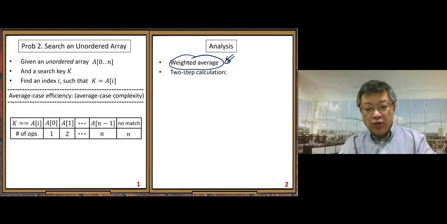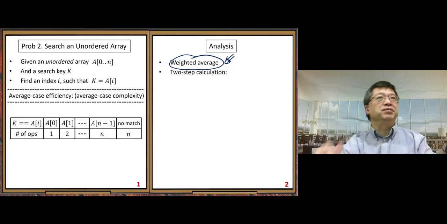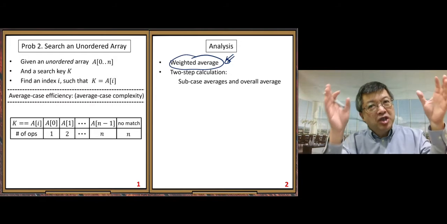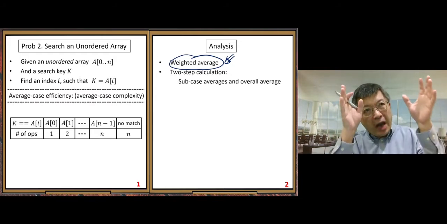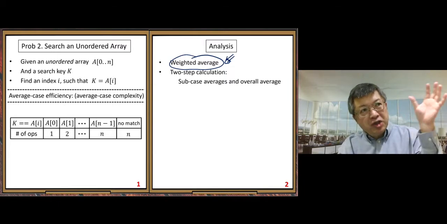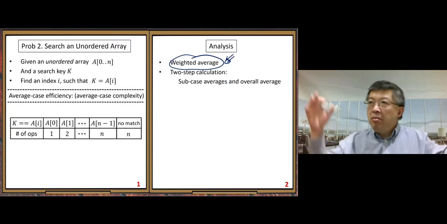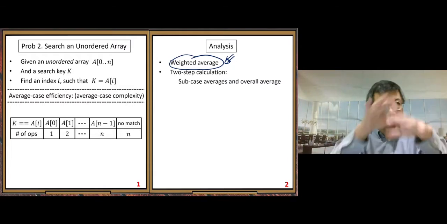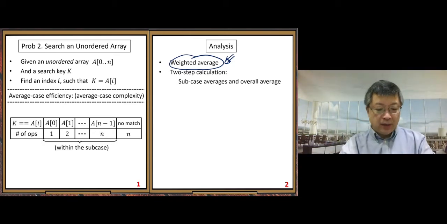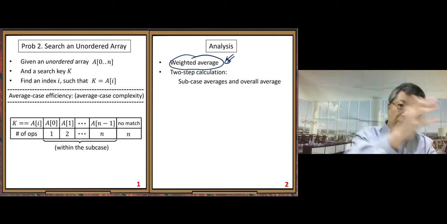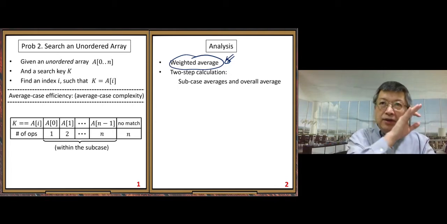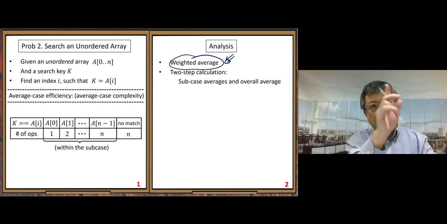So we will use a two-step calculation. Why 2 steps? Because we have some subcases, subcase averages to be considered. So we will calculate averages for subcases first. Then we combine those sub-averages to get the overall average. So that's the idea. Look at the first subcase: these matching cases, the different matching cases. This is our first subcase.